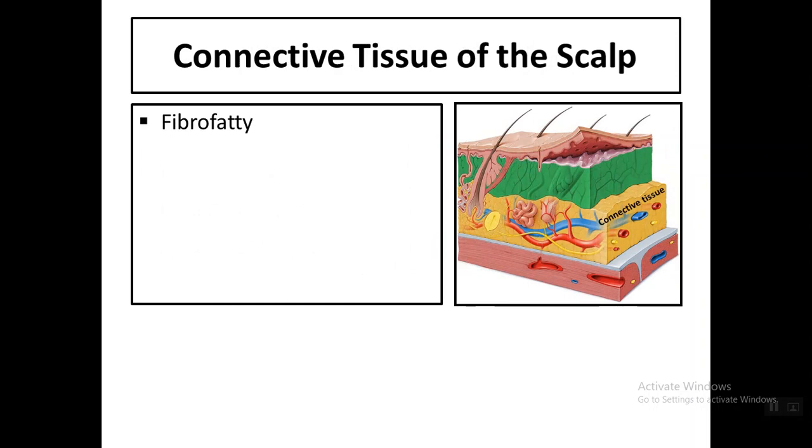The next layer, which is the connective tissue of the scalp, that is next to the skin. This is the skin, and this is the next layer, which is the connective tissue. This is in the yellow color. First of all, it is fibro-fatty. It means it contains fatty tissue and fibrous tissue. It contains numerous arteries and veins, so it has a rich blood supply. لذلك أنه راح تكون جروح السكالب it will bleed profusely، يعني تنزف بغزارة. Why? Because this tissue اللي هو connective tissue of the scalp contains numerous arteries and veins.